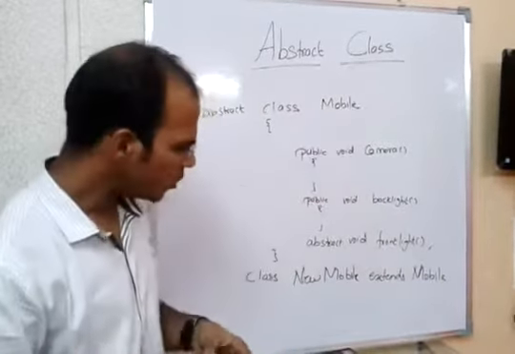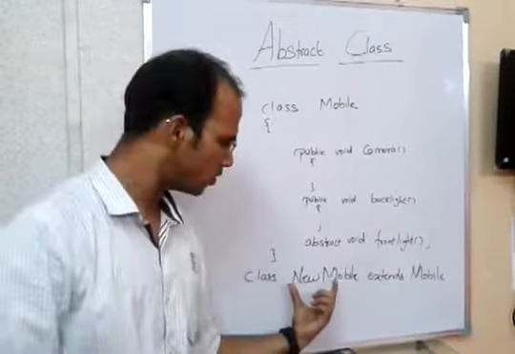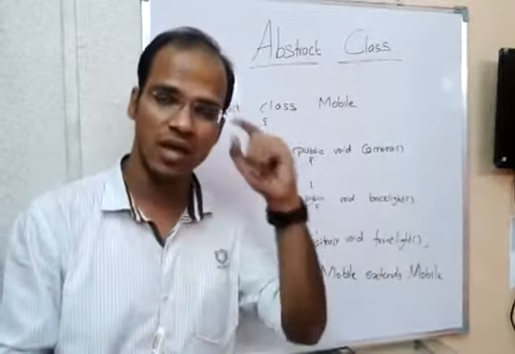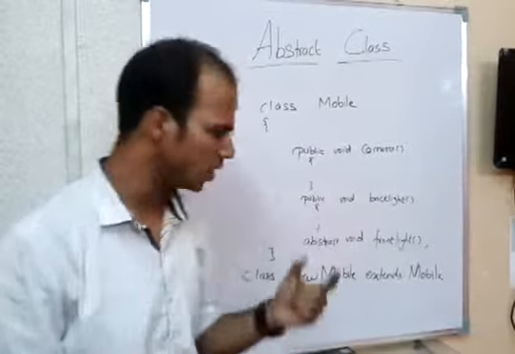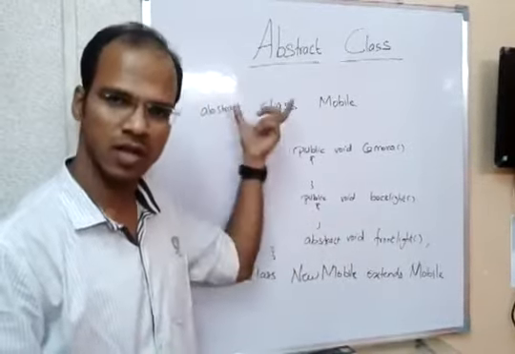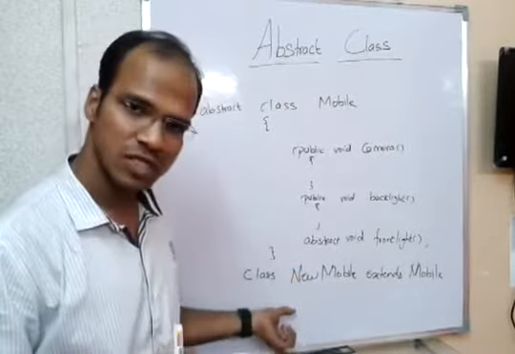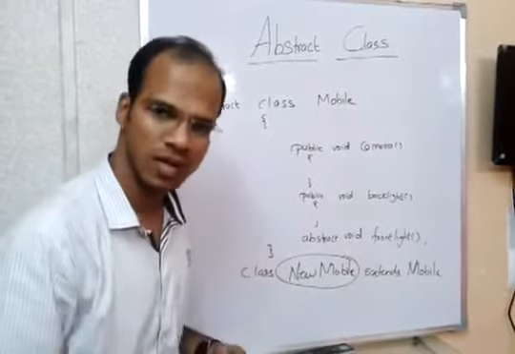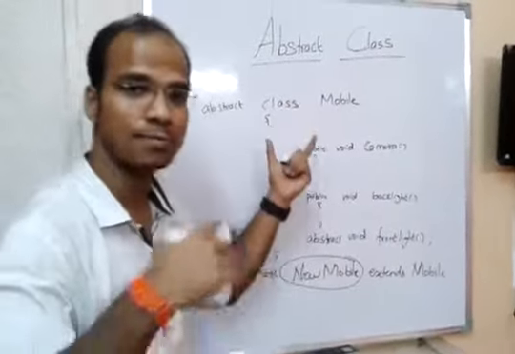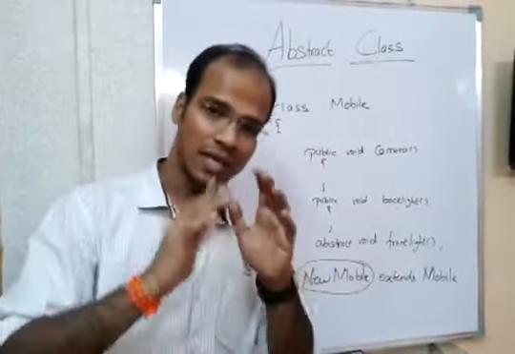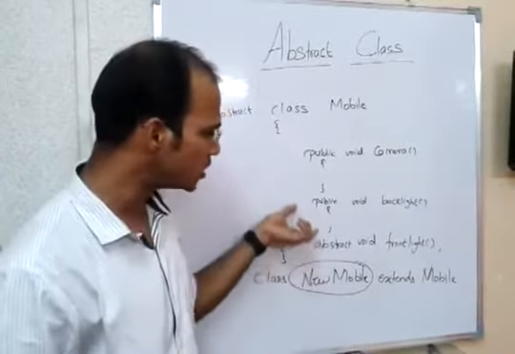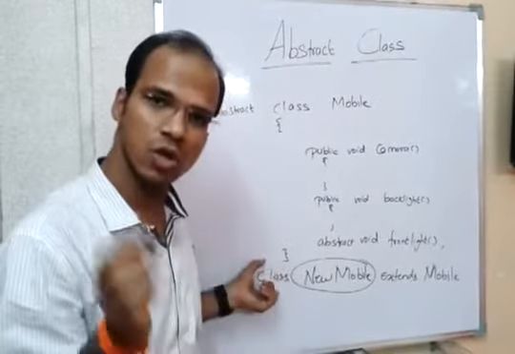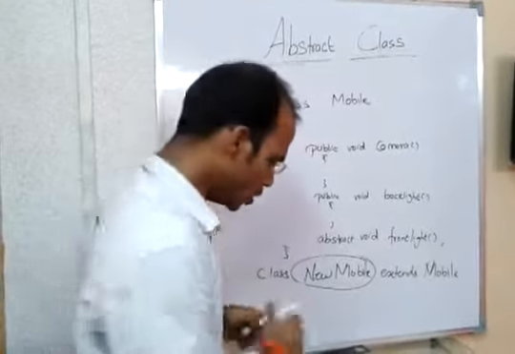Now, whenever you extend a new class with an abstract class, you have to define each and every method which is abstract in the base class or abstract class. When you define all these methods, this class will be called a concrete class, and the other class is called an abstract class. In any case, if you fail to define this front light method, this class also becomes an abstract class.